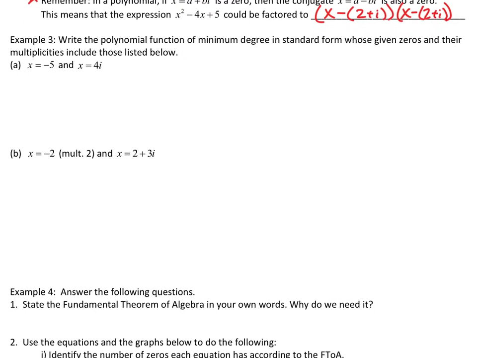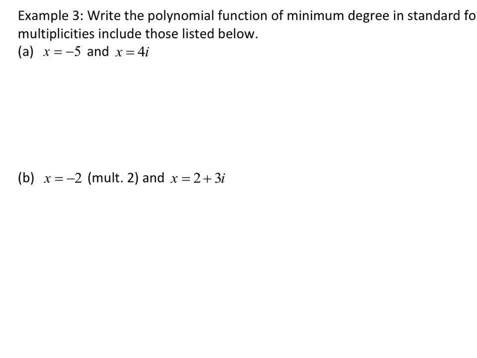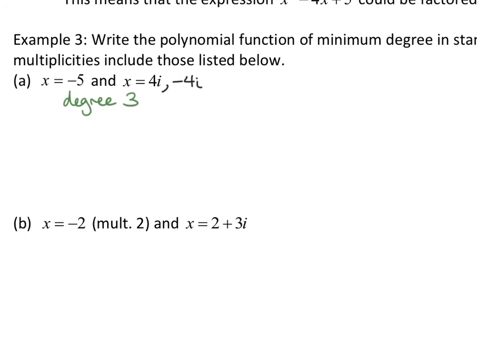In example 3, we're going to write a polynomial function of minimum degree in standard form, so again, no more parentheses, whose given zeros and their multiplicities include those listed below. Okay, so let's look at example A. Here we have the zeros of negative 5 and 4i. Now, immediately you should also be like, okay, well that's positive 4i, I also have negative 4i as a 0. Which means that this polynomial, since it has 3 zeros, should have a degree of 3. That's just a good check for ourselves to make sure we got where we wanted when we finish this problem.